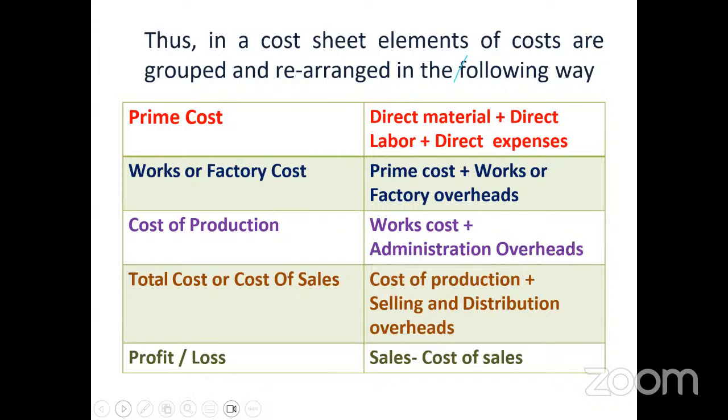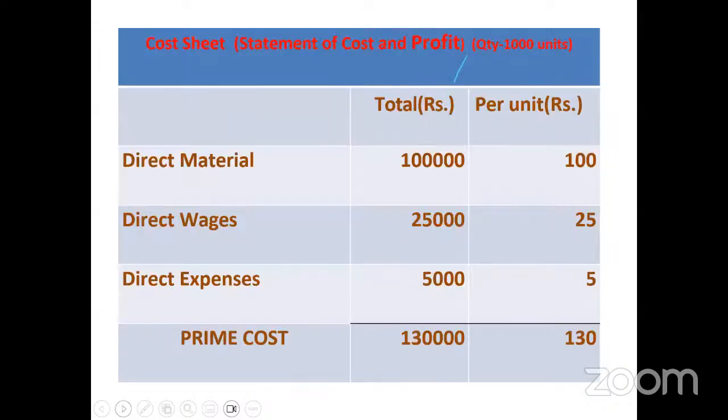Then only you can prepare the cost sheet. Please. Okay, so let us take some arbitrary figures, arbitrary amounts. We have already taken one cost sheet or statement of cost. So here the total quantity of production is also given. What is the total quantity of production? 1000 units. Look at the top: cost sheet, statement of cost and profit. In brackets it is given, quantity is 1000 units. Yes or no? So these are some arbitrary figures already given.